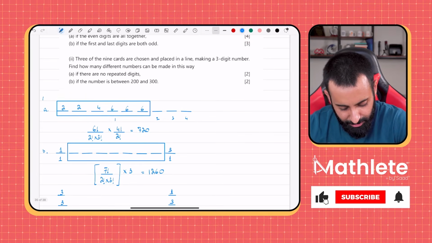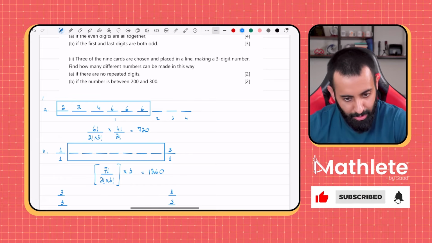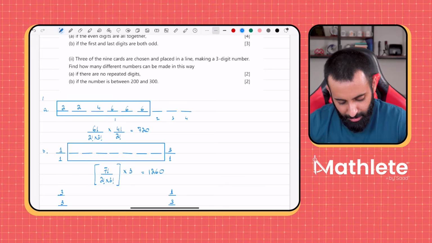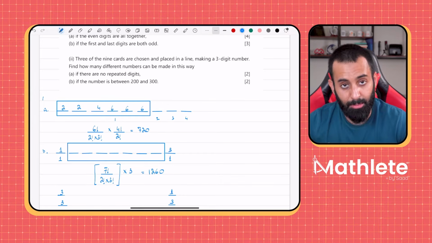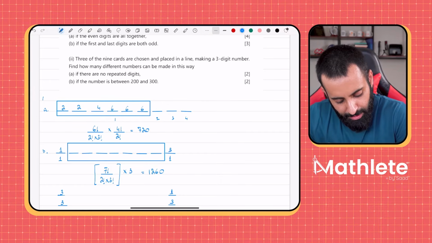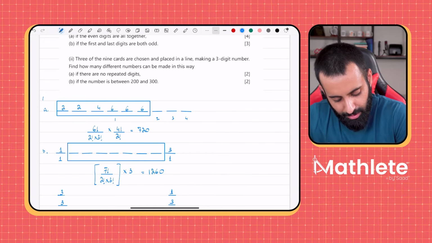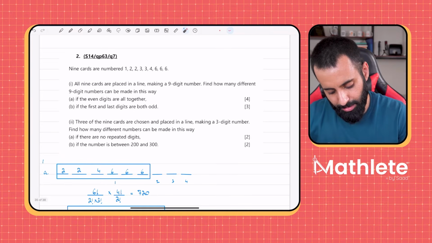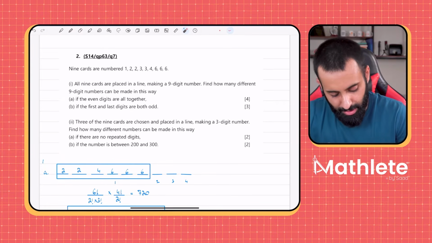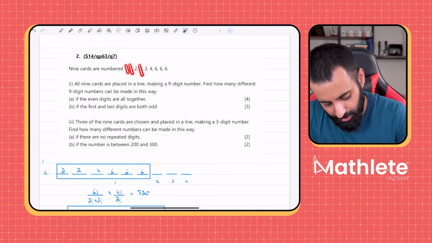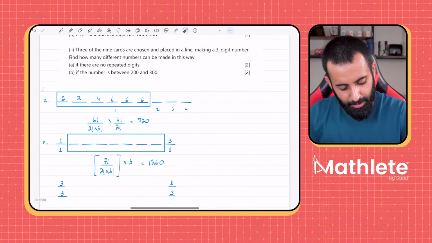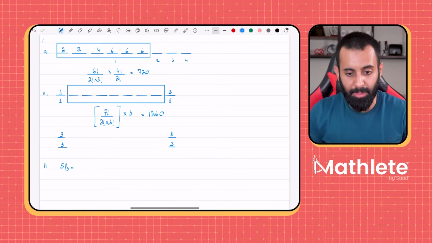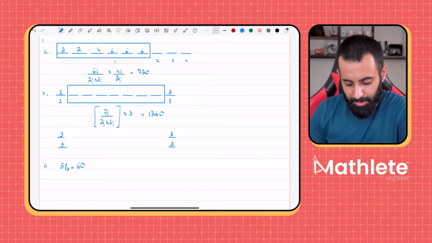Part 2 says 3 of the 9 cards are chosen, okay, and placed in a line making a 3-digit number. So even though we're choosing them, we're making a number. That means it's still permutation, okay? Find how many different numbers can be made this way if there are no repeated digits. Okay, so we are making a 3-digit number and we cannot repeat any digit. So let's see how many unique numbers we have. So we have 1, 2, 3, 4, 5. So we have 5 unique numbers, okay, and we have to arrange 3 of them. So 5P3, which is equal to what? Which is equal to 60.